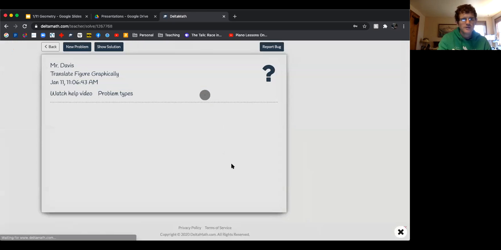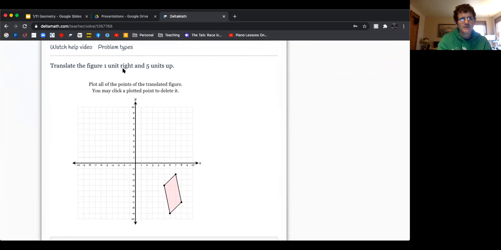So the other thing that you're going to have to do is basically just be given a figure and translate the figure 1 unit right, 5 units up. Now it's going to be different every single time, but for every single one of these, I don't have a vector that I'm going to create and copy. So I just want to count this out myself. I'm going to take this coordinate, I'm going to go right 1 and 5 units up. So there's right 1, 1, 2, 3, 4, 5. I'm going to put a point right there.